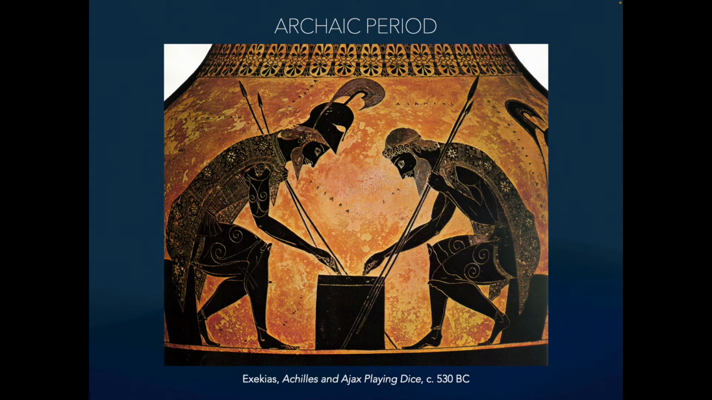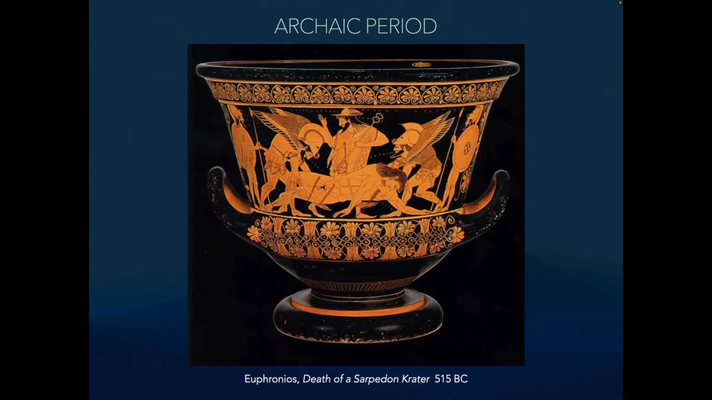Pottery is also going to be starting to hit its high water mark here as well. We're going to be looking at this one in much more detail next class, so I'm not going to go into a lot of detail here. But this one is called Ezekias, Achilles, and Ajax playing dice. We'll get into how it was done. All right, this is black figure vases. This is red figure vases. They're done a little bit differently.